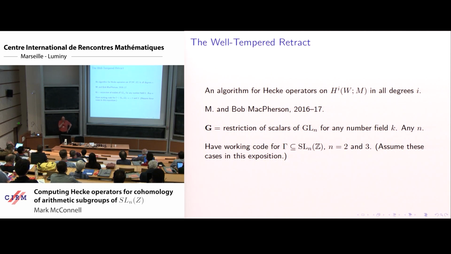And so at this point for SL3(Z) and some non-trivial examples like gamma naught of 11, this algorithm that I'm about to describe is working. It's not fast, but it's working and it can reproduce the known results. So that's good. So in this exposition, I'll restrict to those cases.